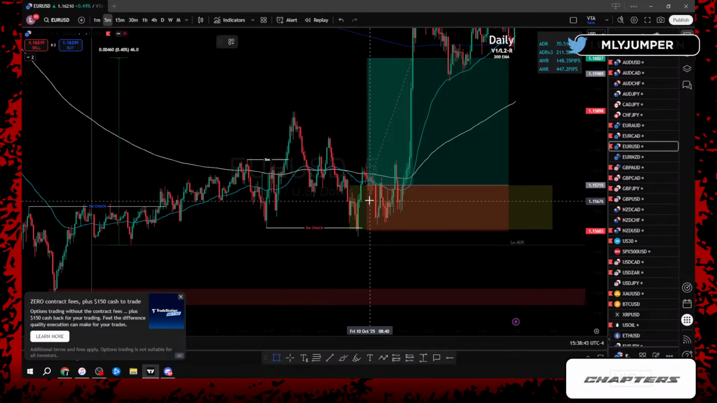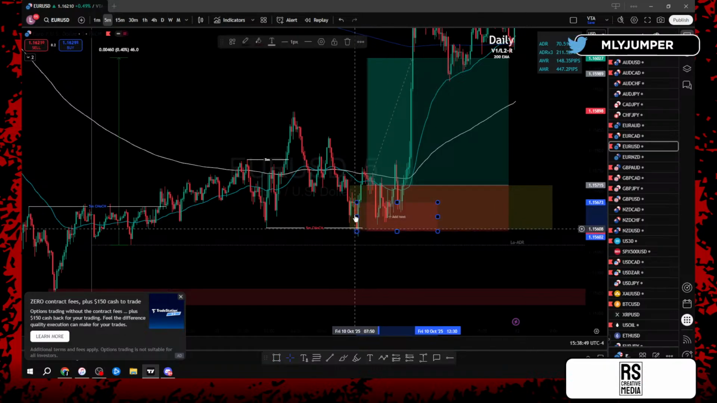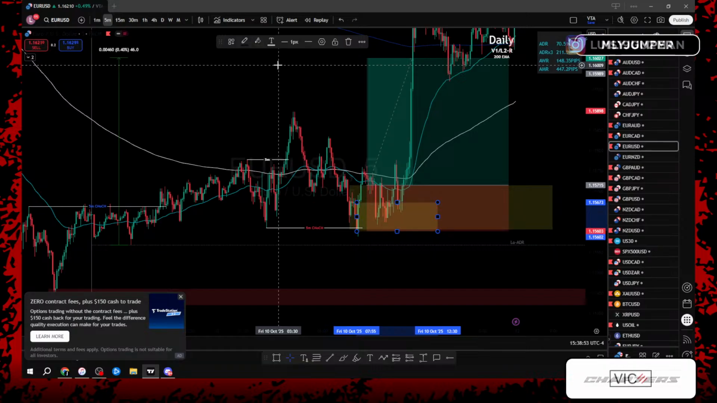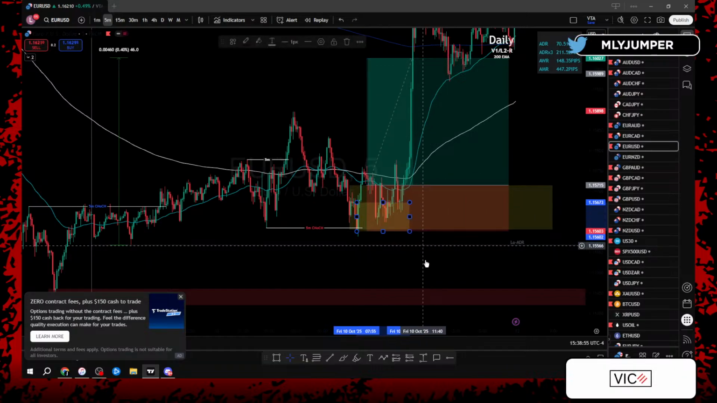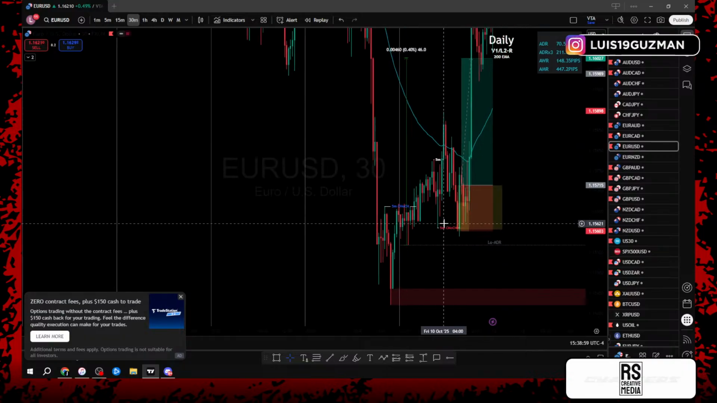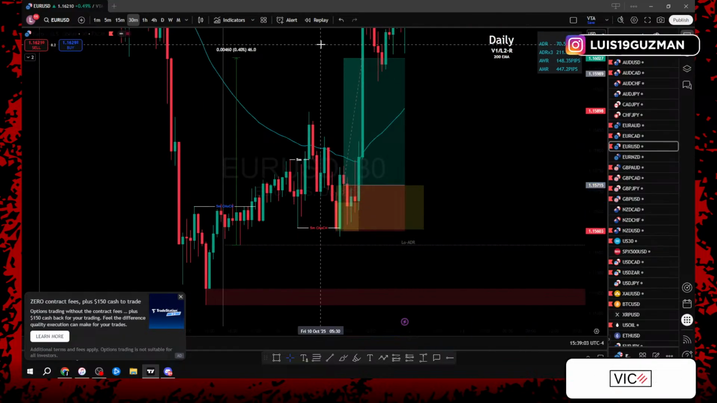After it gave us the inducement, what did price do? It gave us a 5-minute engulfing candle. So perfect. That was the first confirmation. The second thing that price gave us in this exact same area, which is what I was looking for, was a 30-minute engulfing candle. And let's mark this up because I don't know why this doesn't have the label.